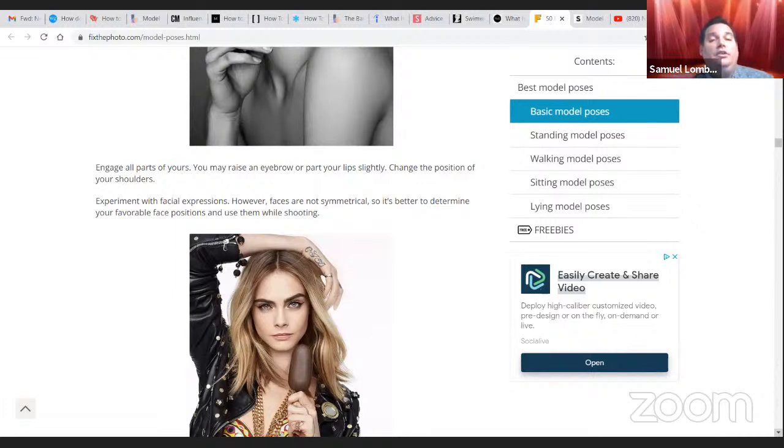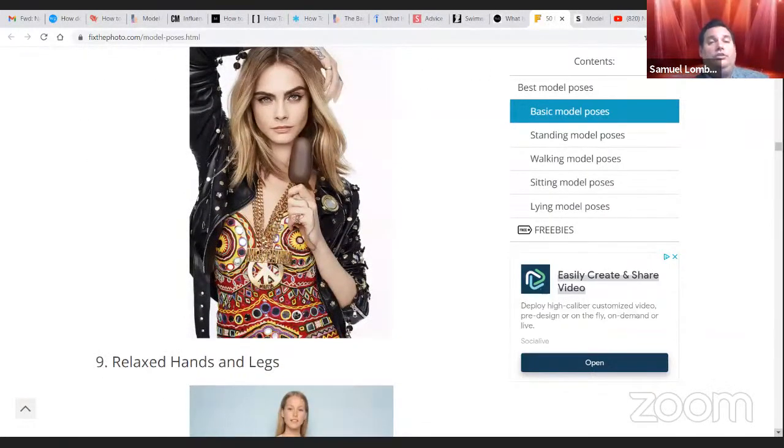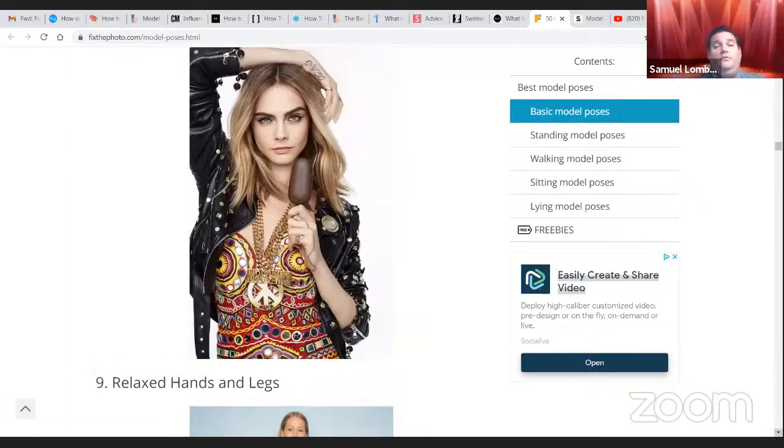The laughing face. However, faces are symmetrical, so it's better to determine your favorable face position to use them while shooting. And one where she kind of just looks like she's going to use her comb or something as a microphone, but she's just standing there with very straight posture, her hands leaning like this over her head. Okay. Many different things are happening in this picture.